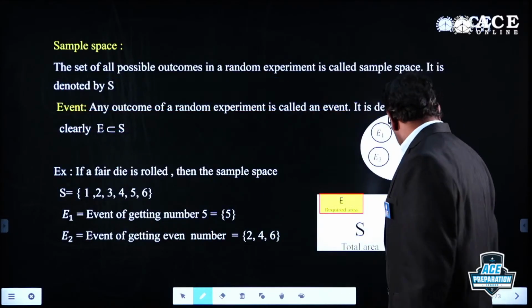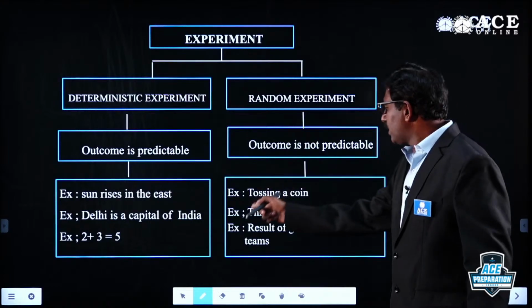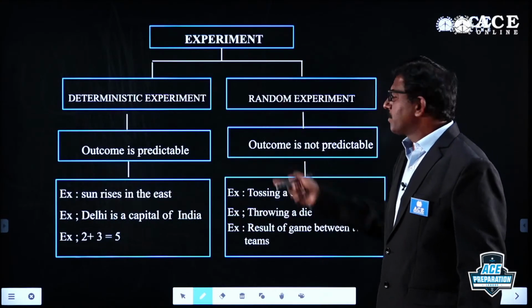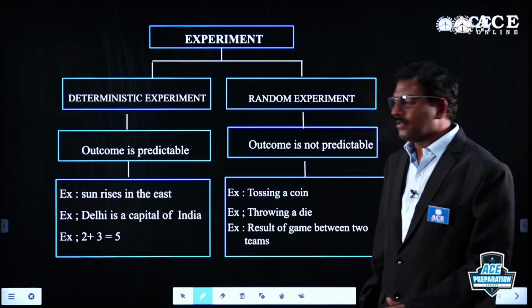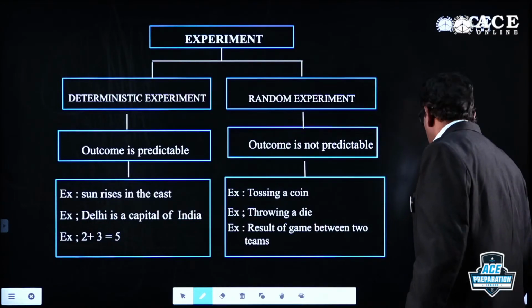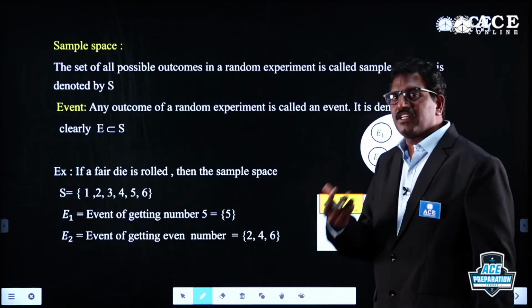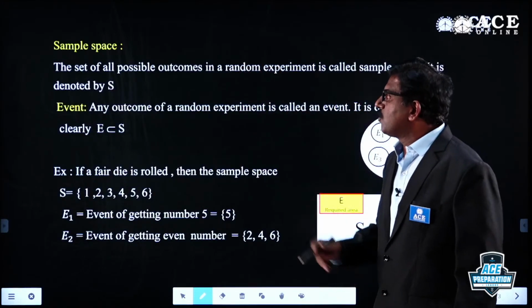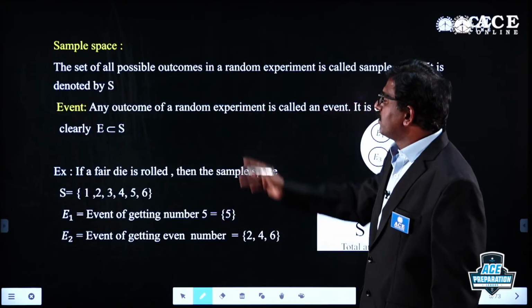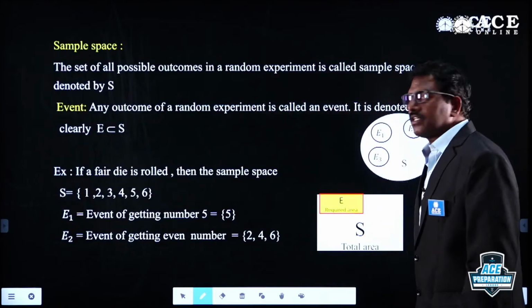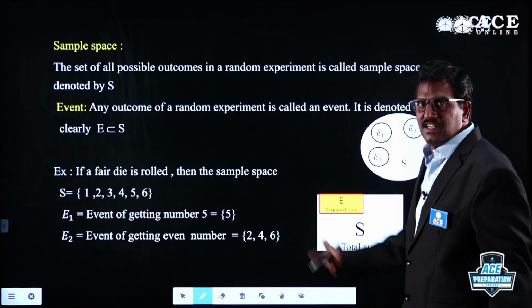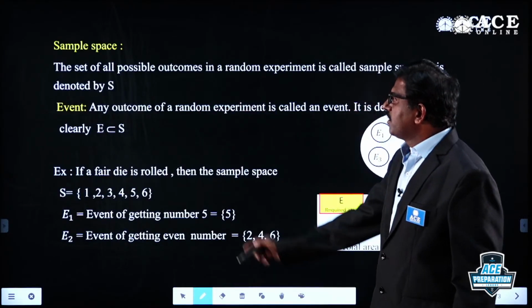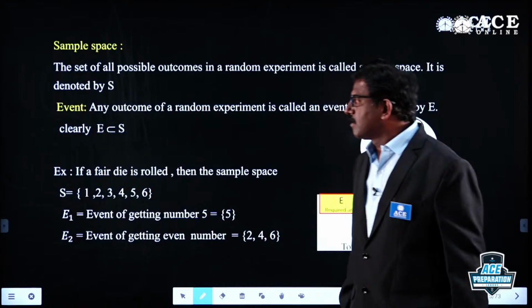Now, coming to probability in particular, we will define it for random experiments only, because the word chance is possible only for a random experiment. That's why, before defining what probability is, you should first know what a sample space is and what an event is. The set of all possible outcomes in a random experiment. If you take all possible outcomes as a set, that is called the sample space. It is denoted by capital S.